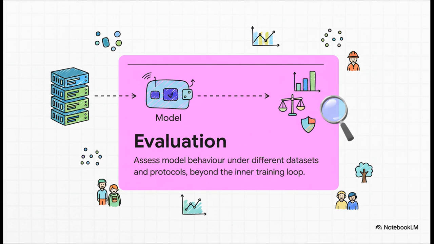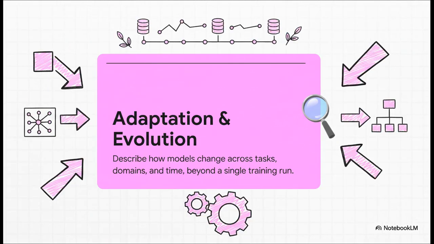This is where we catch huge problems like overfitting, which is basically when a model just memorized the answers to the test instead of learning the concepts. An overfit model is pretty much useless in the real world, and this evaluation process is designed to sniff it out. And that brings us to our final block, adaptation and evolution.